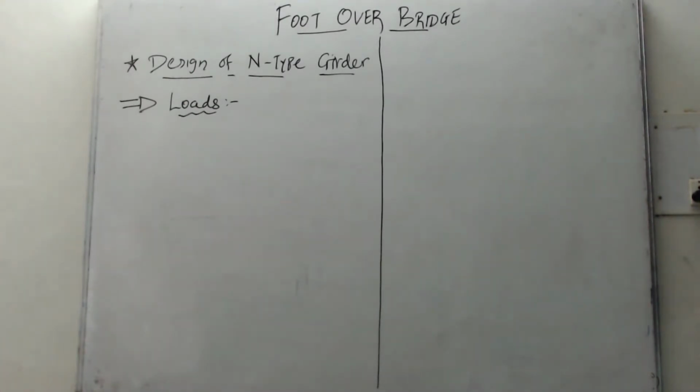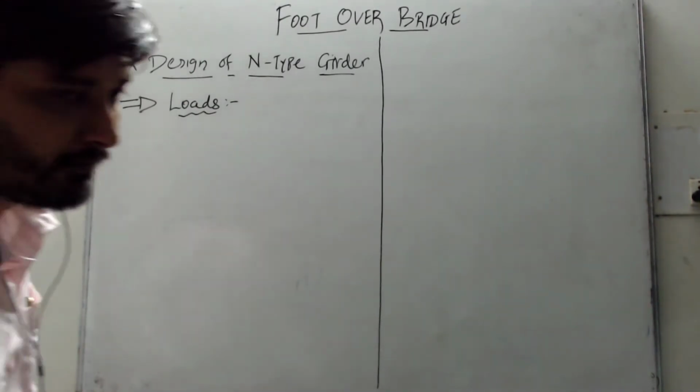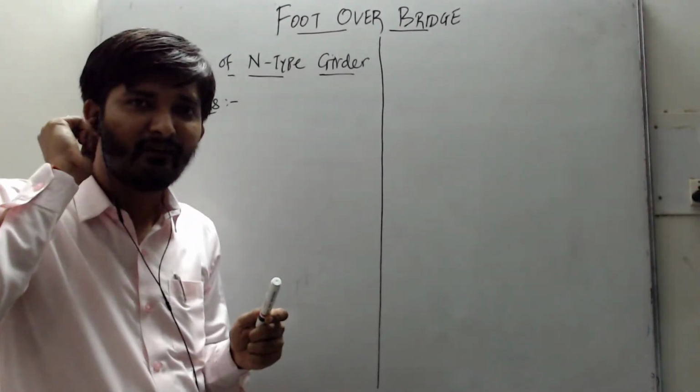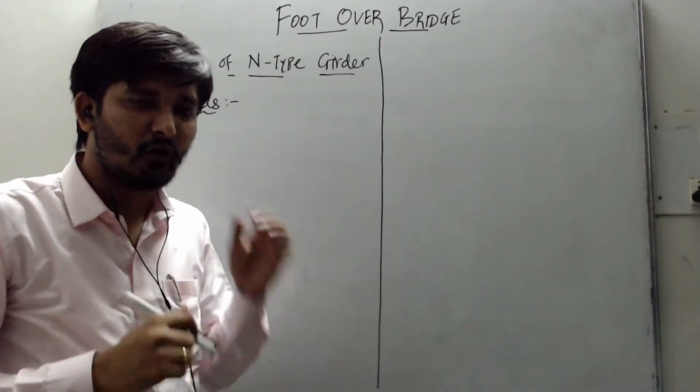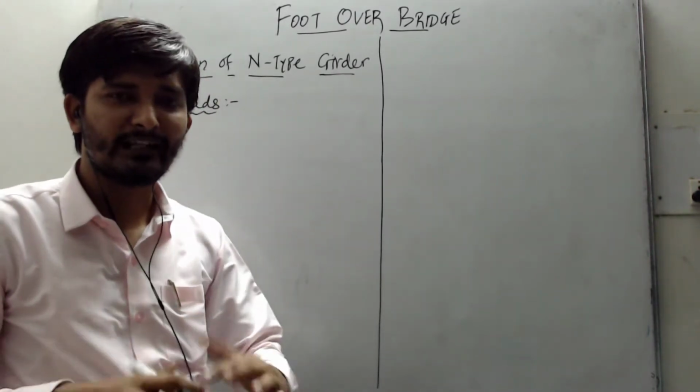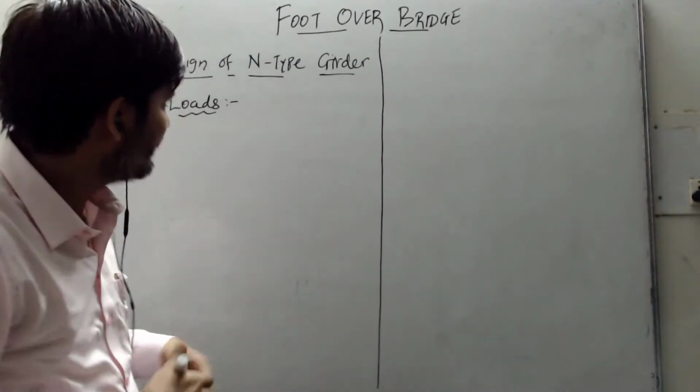Welcome back. In this lecture, we're going to do the design of N-type lattice girder. In the previous session, we have designed the cross beams, right? So before doing the design of N-type girder, we need to find out the loads that are acting on it, right? So we are going to find out the loads here, right?